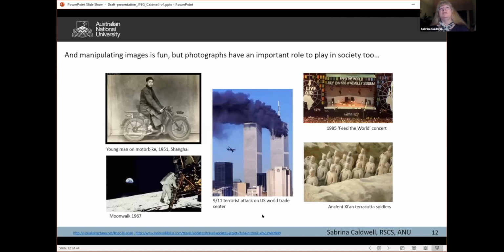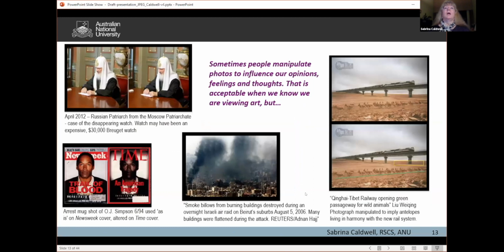And manipulating images is fun as well, but they also have an important role to play in society as memorializing events in our lives and providing a photographic record of history over time. Some people use photos to influence our opinions and feelings and thoughts. This can be a real problem for us to deal with and can create a lot of controversy and conflict in society. These are some of the examples of ones that have happened recently.